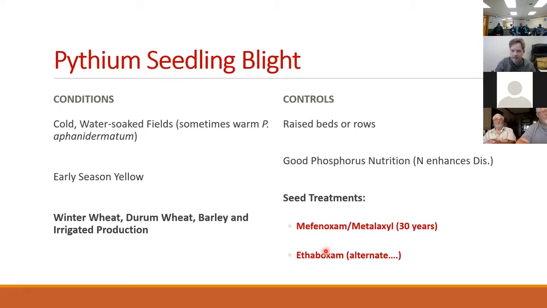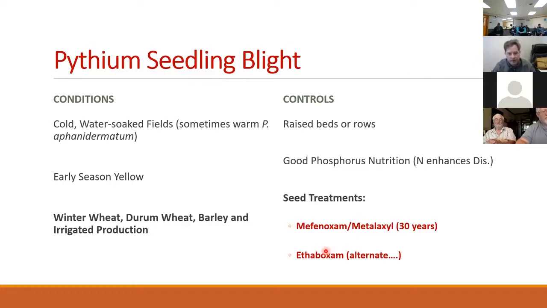Hope that makes sense. Where do we see these 2 diseases? Well, Pythium seedling blight is most commonly associated with cold, water-soaked fields. Sometimes, particularly Pythium phanodermatum, it could also be in high warm conditions, but in all the cases, it's water-soaked fields when Pythium attacks. It's called a water mold for good reason.